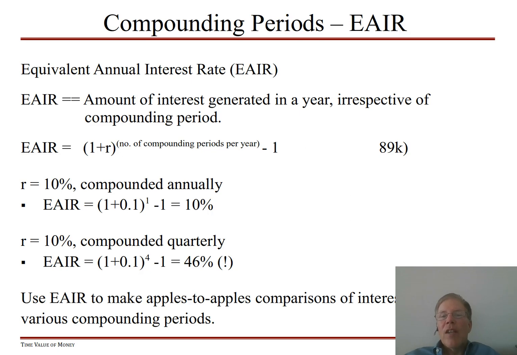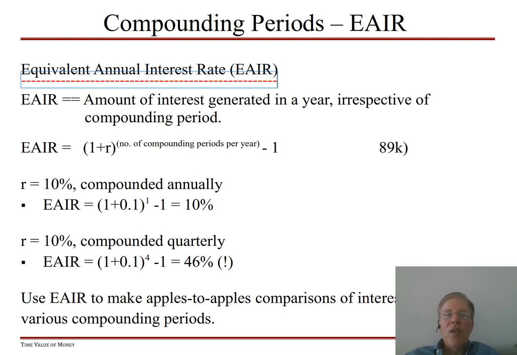Okay, so in general, in the real world, we're going to want to be comparing different deals or different investments, and some of them are going to be stated in quarterly compounding terms, some in monthly, some in annual, and so we need to be able to compare them on an apples-to-apples basis. The way that we do that is with what's called the equivalent annual interest rate, or EAIR, okay?